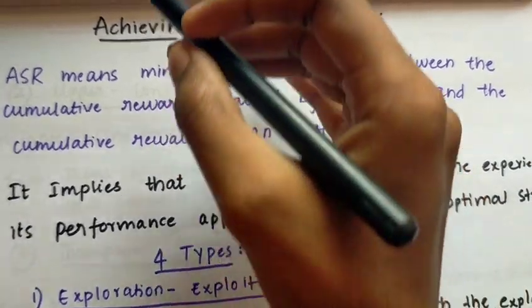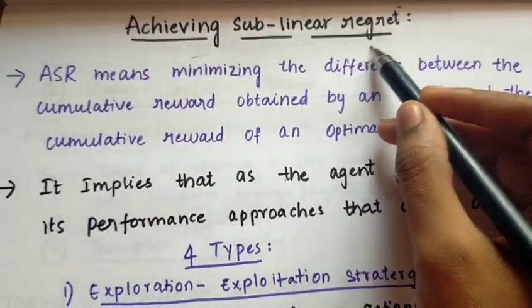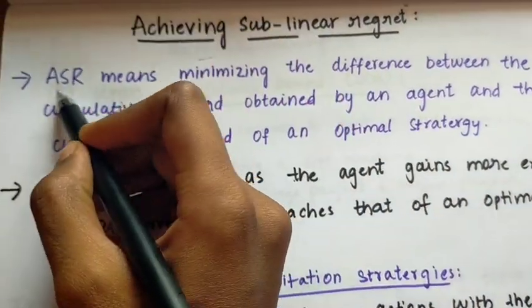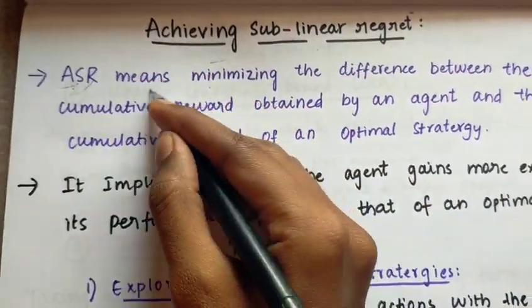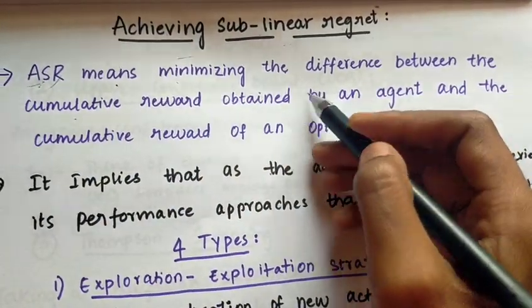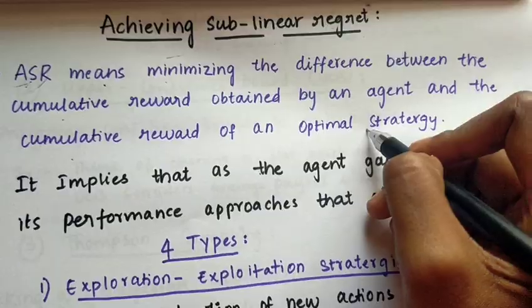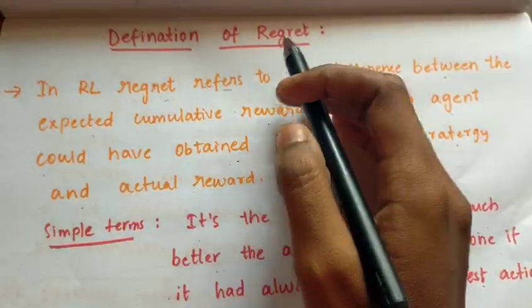Hello everyone. So in this video we'll see what is achieving sublinear regret. This ASR, achieving sublinear regret, I've made it in a short form. This means minimizing the difference between the cumulative reward obtained by an agent and the cumulative reward of an optimal strategy. In the previous video, remember we did this definition of regret.